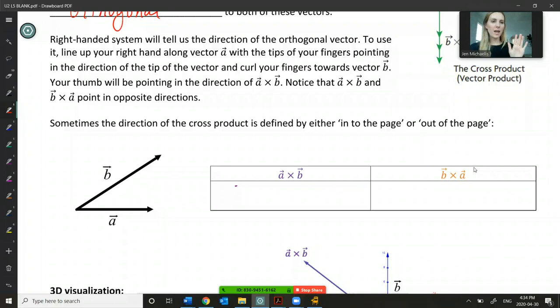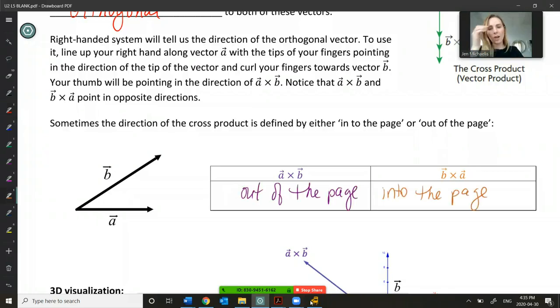Now if I do B cross A, I'm actually going to have to orient my hand so that the back of my hand is facing up, and I'm pointing my fingers in the direction of B, and I want to be able to curl my fingers toward A. Now notice that my thumb is pointing away from me, or it's going into the page. So A cross B is out of the page, whereas B cross A results in a vector that's into the page. So you want to pay attention to what your thumb is doing to decide on the direction of the vector. Okay, great. So out of the page and into the page.